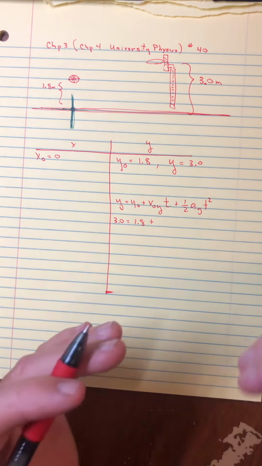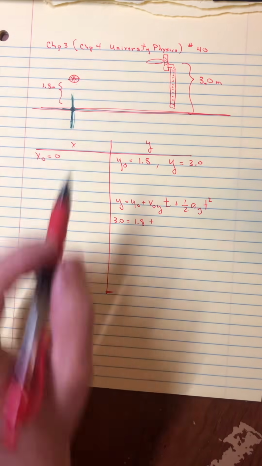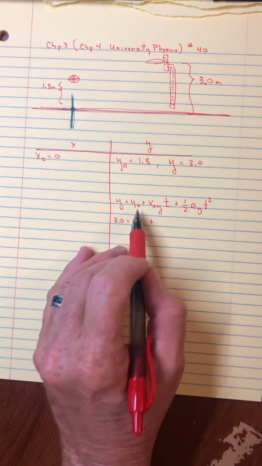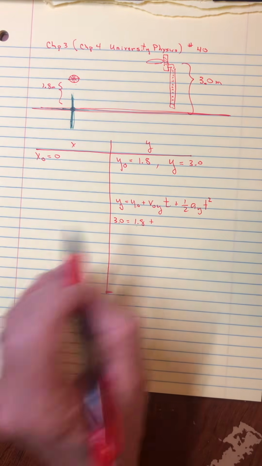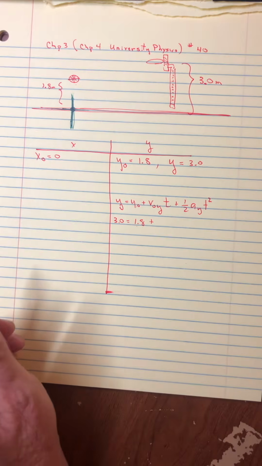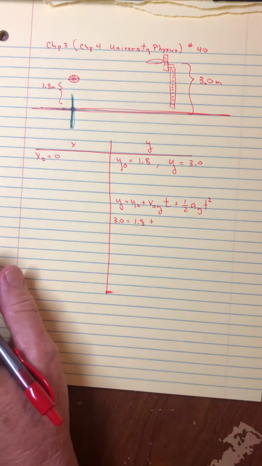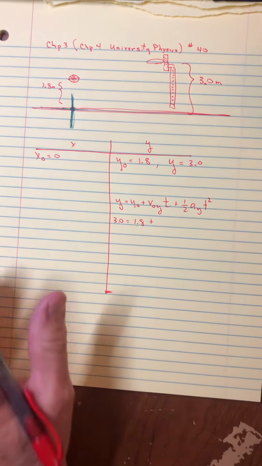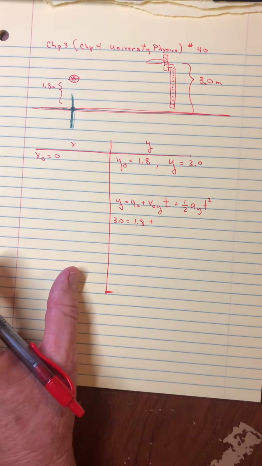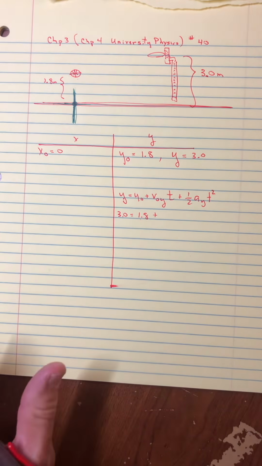It has to do with the change in height, which is the 1.2. Whether it starts at 0 and goes to 1.2 or starts at 1.8 and goes to 3, it doesn't matter. It's still an increase of 1.2. So no matter where you put the origin, it's still going to be an increase of 1.2. Now, that's probably more obvious than the main thing I want to point out.